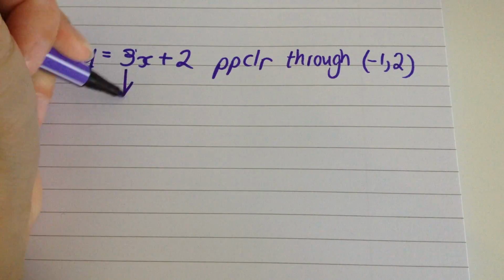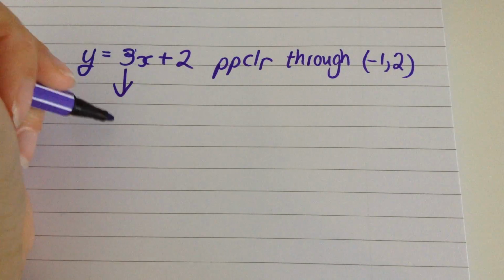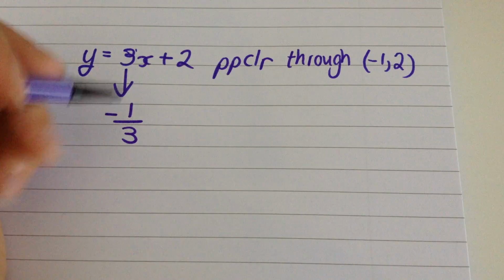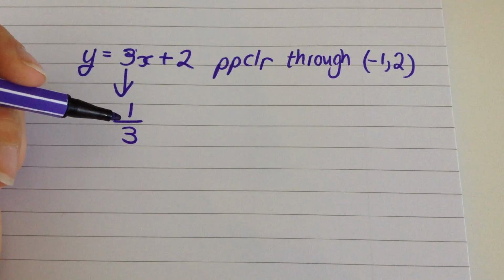Okay, well, if it's perpendicular, then it means the gradient has to be the negative reciprocal of that. So 3 is going to become -1/3. Okay, it's going to become negative because we want the negative reciprocal, and the reciprocal of 3 is 1/3.